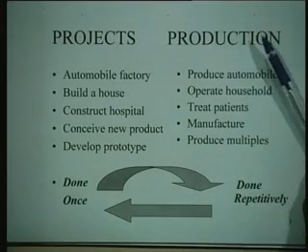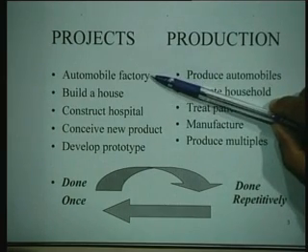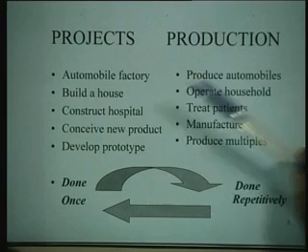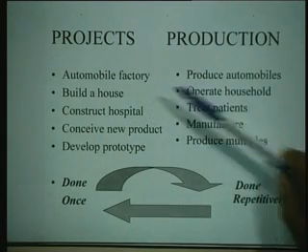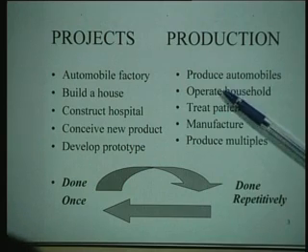However, I think it would be interesting to see how projects and production are really related. Let's look at some examples. We were talking about the automobile factory. Setting up the automobile factory is a project, but producing automobiles from the factory once set up is an example of production. Building a house is a project. Operating the household and living in the house is a production activity.